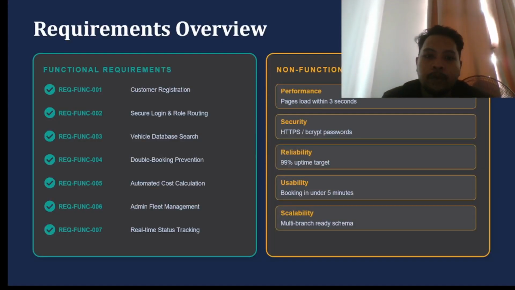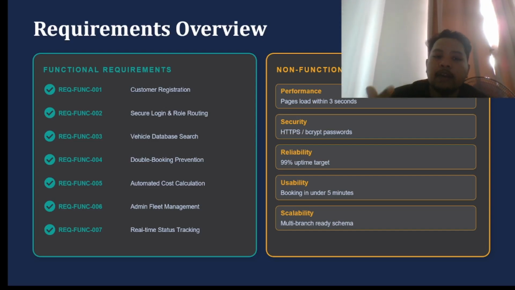So requirement overview. Our software requirement specification documents all system requirements using the IEEE standard format. We define 7 functional requirements, from RF-001 through RF-007. These cover customer account registration, secure login with role-based routing, the vehicle search engine, double booking prevention, automated rental cost calculation, admin fleet management and real-time status tracking.